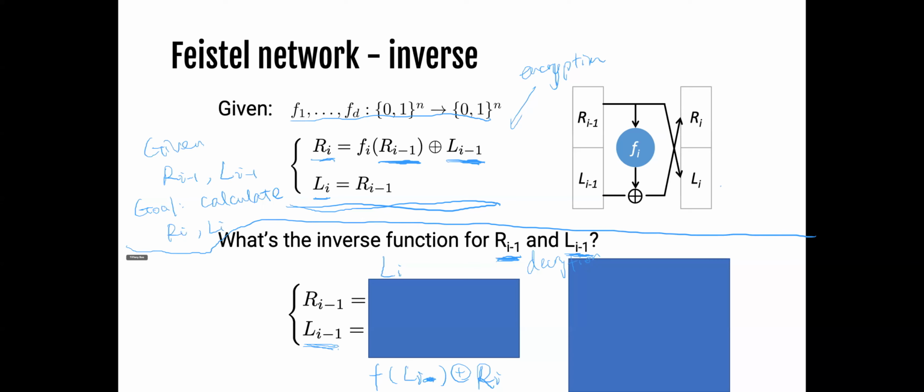And now I am asking, if you are given a one-way function, and given Ri and Li, the question is how to calculate Ri minus 1 and Li minus 1. Is it clear? Yeah, thank you. Cool. Okay, and this answer is correct.